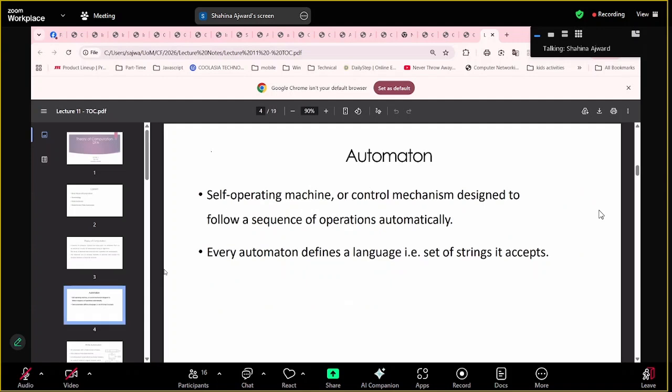Then we move to automata. Automata is one section that we discuss in the theory of computation. In theory of computation we evaluate some abstract machines. Automata are self-operating machines. That means once you give the instructions, it can follow the instructions step by step. So how can we instruct it?